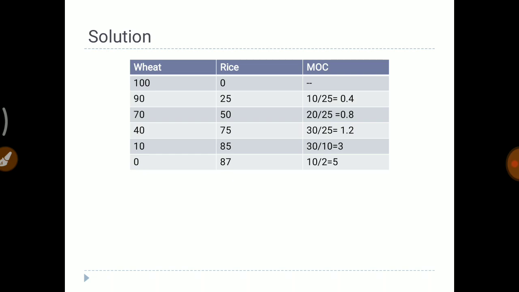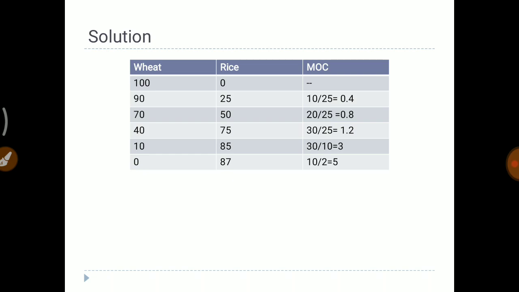Delta loss, which is 10, is divided by delta gain, which is 25, in the first. Now moving on to the second, delta loss is 20, delta gain is 25, so our MOC is 0.8. Moving on to the third, the delta loss is 30 and the gain is 25, and again the loss is 30 and the gain is 10. Now you can see here MOC is rising. First it is 0.4, then 0.8, 1.2, 3 and at last 5.